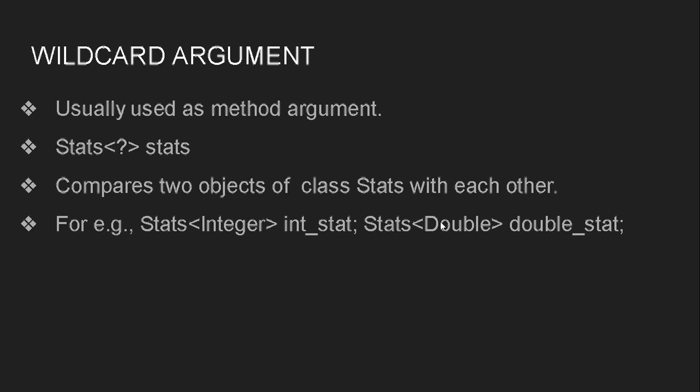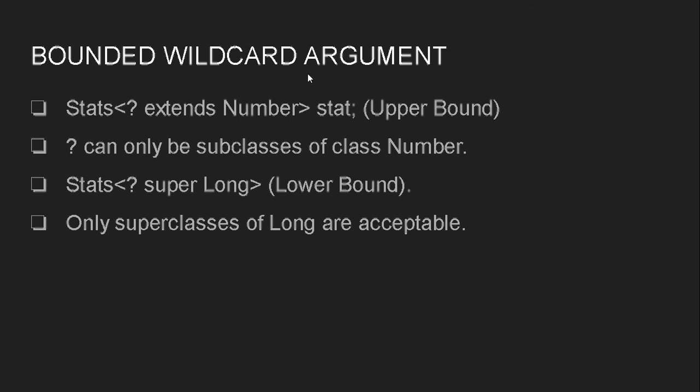Obviously I cannot explain this in much depth with the help of the PPT, so this will be more clear when I use the IDE. So let's leave it at that. But you need to remember that if I am comparing intStat with doubleStat, then it is better to use a wildcard argument instead of a generic argument. We will be covering the rest of the concepts in the IDE, and after that we have the bounded wildcard argument. A bounded wildcard argument is the same thing, a wildcard argument only, but with an upper bound or a lower bound. Upper bound means here I am writing Stats<? extends Number> stat.